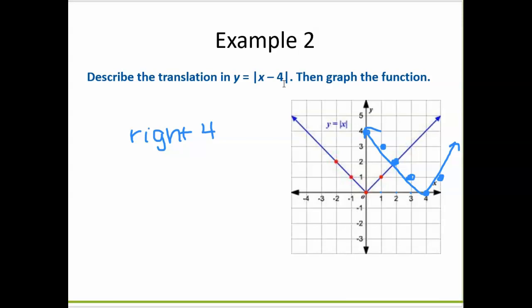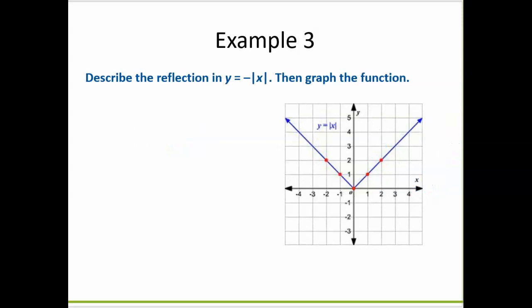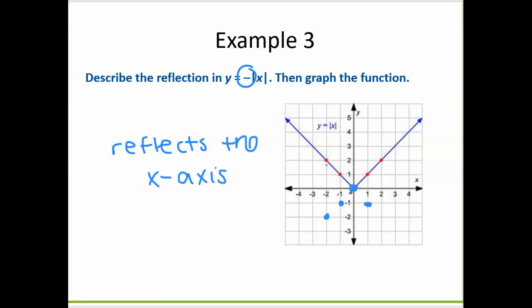So every time we were talking about right 4, up, down, etc., we are always talking about that parent function's movements. So in example 3, this graph has that negative, so that reflects it across the x. So now it opens down, so all of those points get reflected across the x.